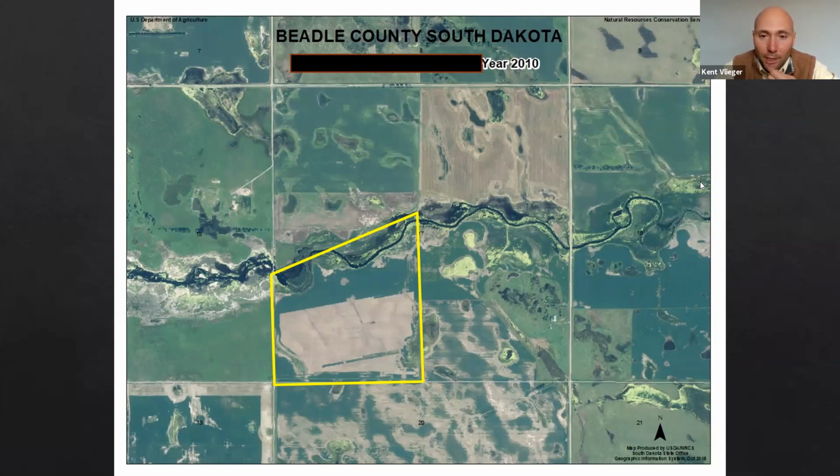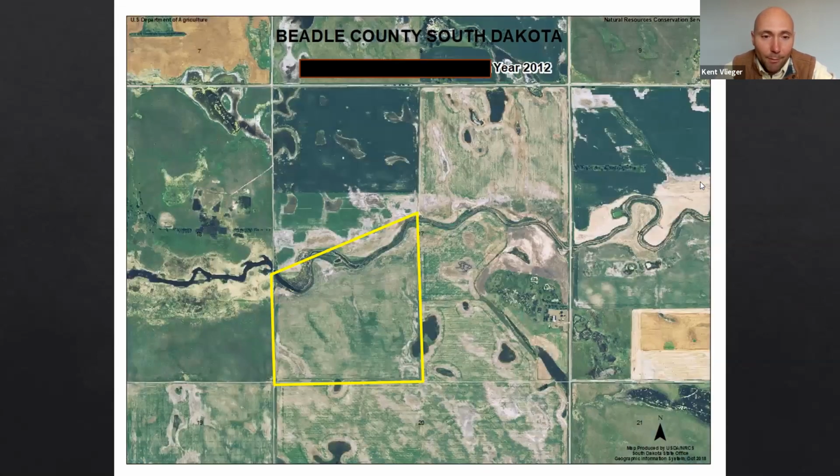crop production. 2010 in Beadle County was really quite wet, so there were large areas of prevent plant, which you can see on this field also. Really no obvious saline areas that are showing up quite yet. Nothing obvious just by looking at aerial imagery or even out in the field. But as we go through the years, you're going to see those areas pop up.